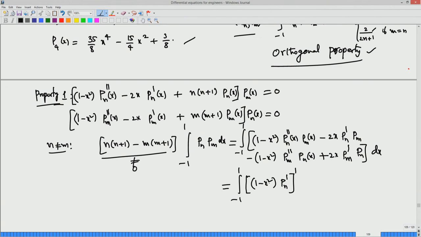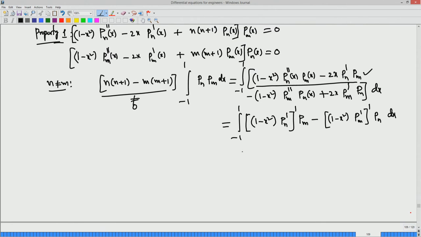What is this one? 1 minus x square Pn double dash, that is the first term, and minus 2x Pn dash, this into Pm. This is my first term, the first two terms of this row is this, minus the second two terms, which you can also write the same way. So, 1 minus x square Pm dash, whole dash, into Pn dx.